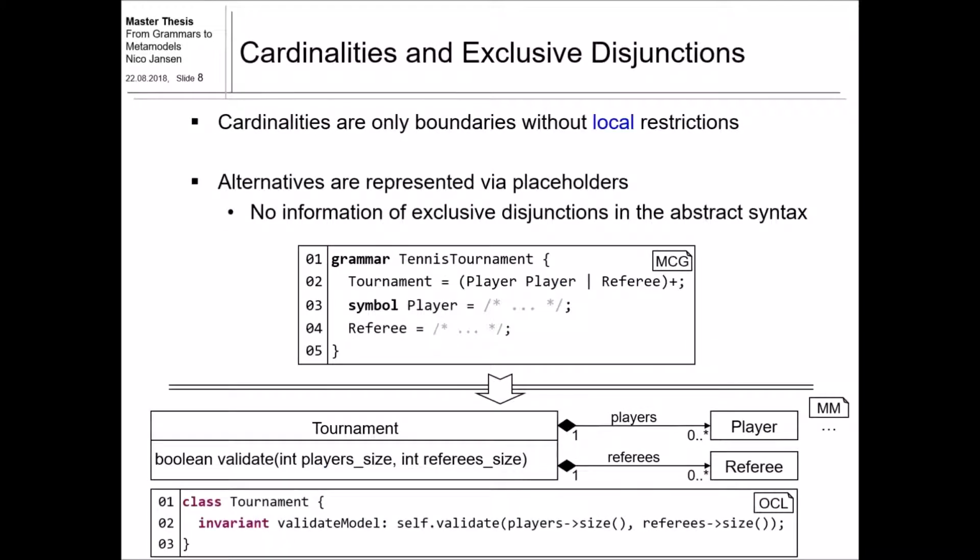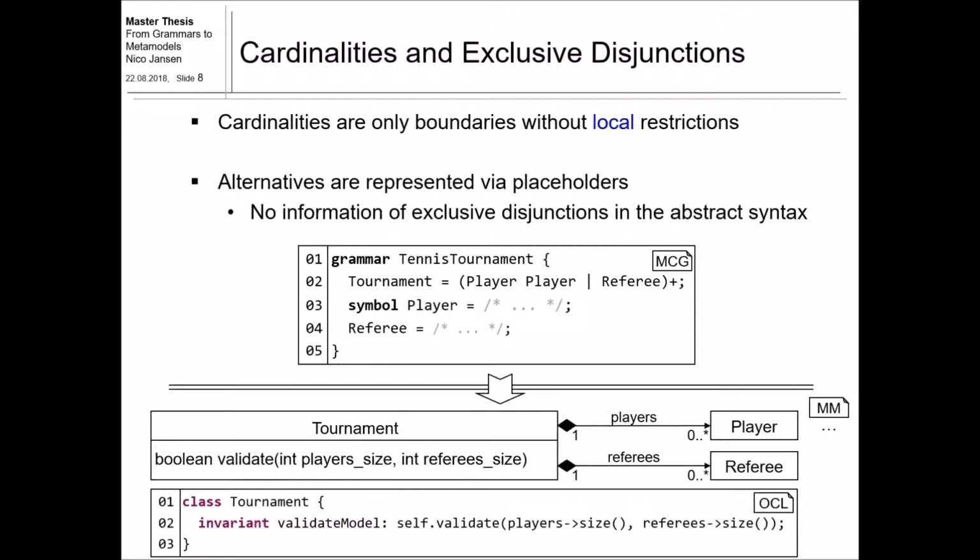Regarding cardinalities and exclusive disjunctions, we had the problem that these values are not correctly represented in the abstract syntax. Instead, the parser, which MontiCore generates, evaluates the local cardinality restrictions. To integrate this validation into the EMF metamodel, we generate an explicit validate method for each of the corresponding abstract syntax classes. In this example, we generate the Boolean validate method for the class tournament.